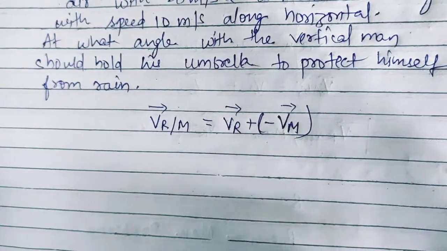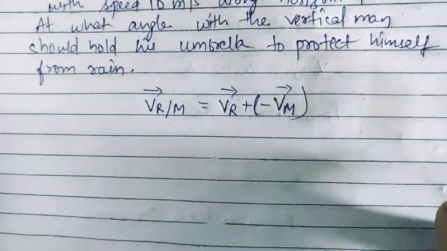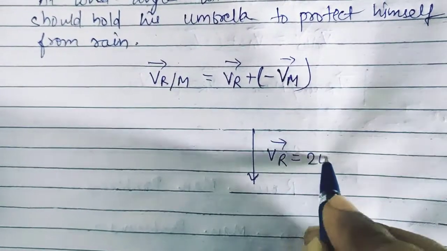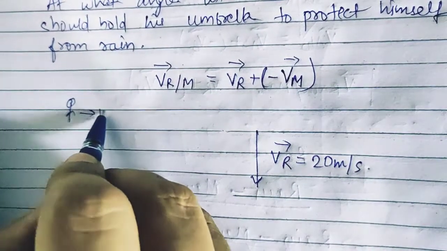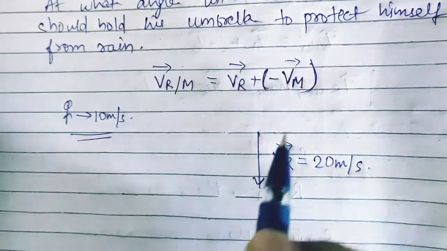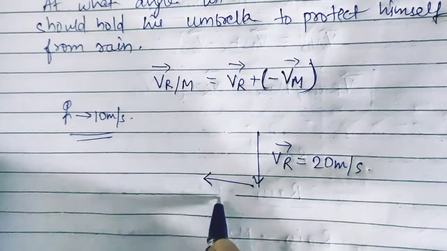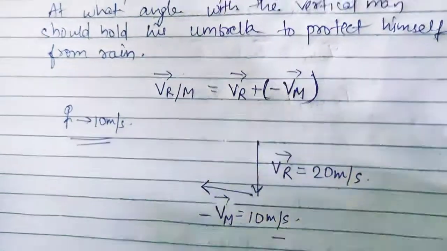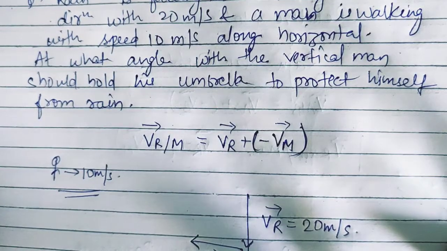In this question you can see that rain is falling vertically downward with a speed of 20 meter per second. So we know that VR is vertically downward with a velocity of 20 meter per second, and let's say that a man is walking with speed of 10 meter per second. Now since we will have to apply the opposite of Vm, it can be applied opposite to the direction in which the man is walking, with magnitude 10 meter per second. Now what we have to find is the angle with the vertical at which the man should hold his umbrella to protect himself from rain.